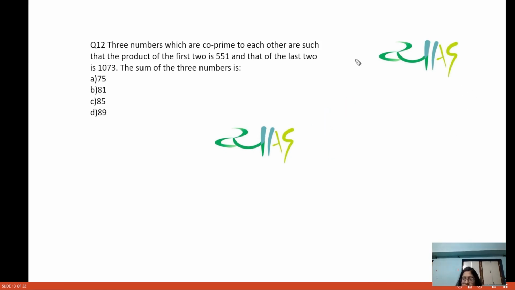Guys, look at this question. We have 551. All right. So this number is divisible by which numbers? Guys, look at this question. We have three numbers which are co-prime to each other, such that the product of the first two and that of the last two is 1073. The sum of the three numbers is asked. So you have A, B and C, three numbers. These are co-prime with each other. When these are co-prime with each other, that means they don't have any factor in common.